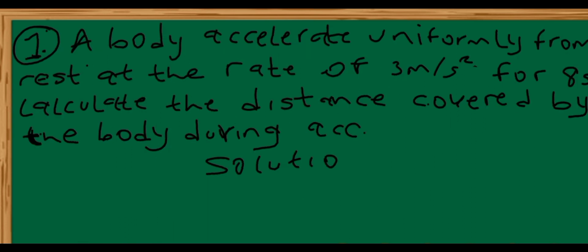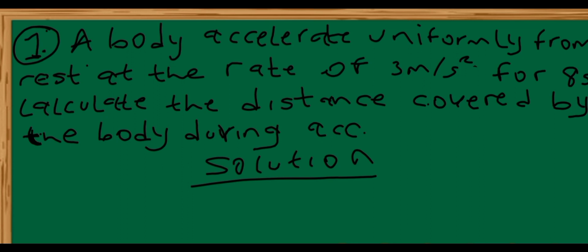Okay, now we're going to move on with this question. A ball accelerates uniformly from rest at the rate of 3 meters per second squared for 8 seconds. Calculate the distance covered by the body during acceleration. Now what you have to do here is to write out the parameters that have been provided. Once you are able to write out the parameters and compare them to these 3 formulas, I bet you have done the right thing and you're going to get your answer if you solve it correctly.